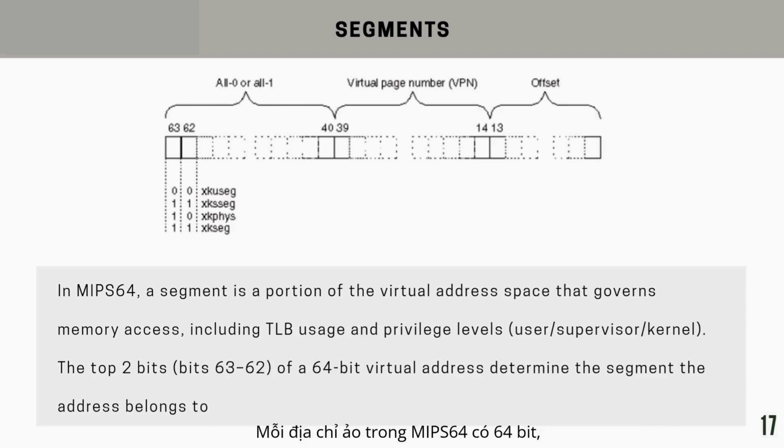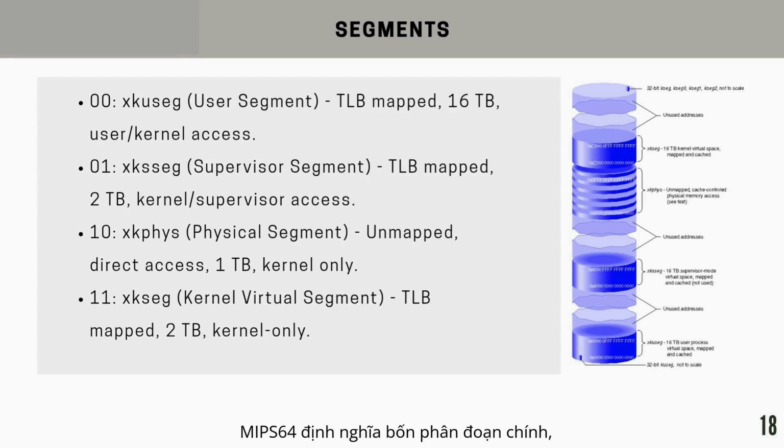While each virtual address in MIPS64 is 64 bits, not all of these bits are directly used for addressing. Instead, the top two bits, 63 and 62, are crucial. They determine which memory segment the address belongs to. MIPS64 defines four main segments, each with its own rules for translation, access, and caching.